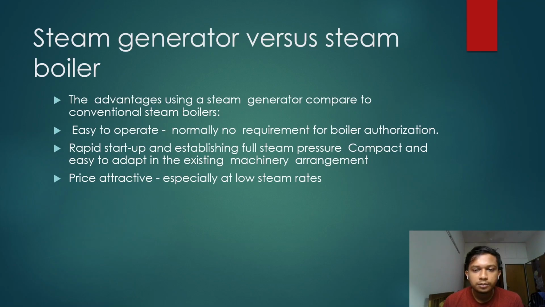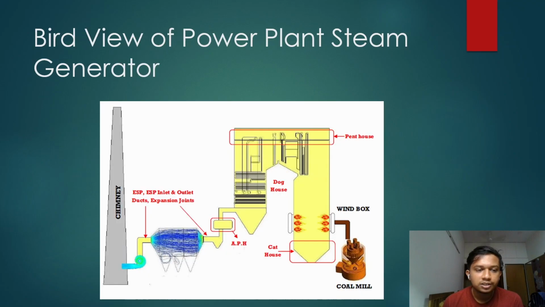Advantages of using a steam generator compared to conventional steam boilers: easy to operate, normally no requirement for boiler authorization, rapid startup and stabilizing of full steam pressure, compact and easy to adapt in the existing machinery arrangement, primary attractive especially at low steam rates.